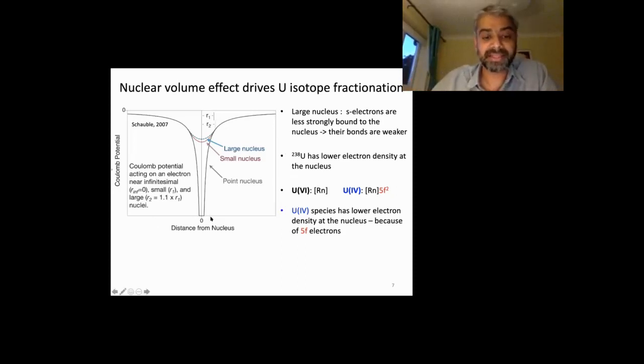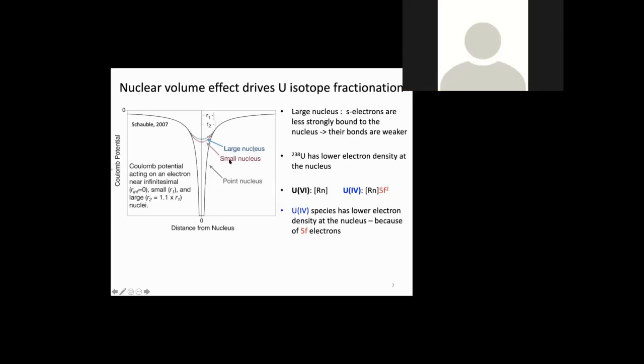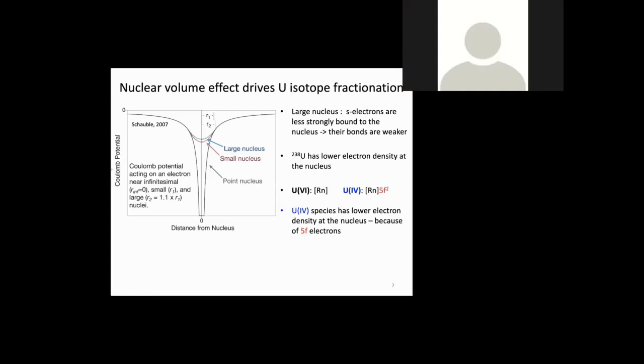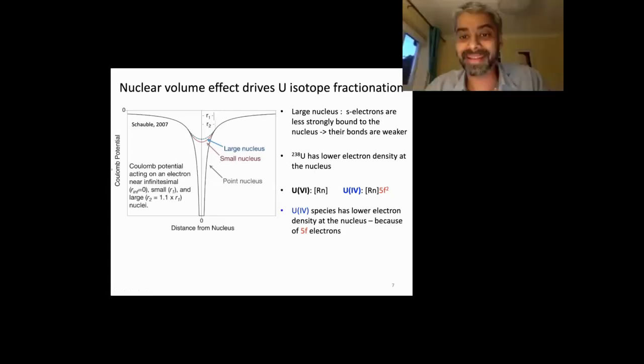And the x-axis is distance from nucleus. So if you look at the large nucleus, that's 238, it has a shallower potential compared to the other. So what it means is the electrons are less strongly bound to the nucleus. They feel less attraction. And that also means that uranium-238 has lower electron density at the nucleus.